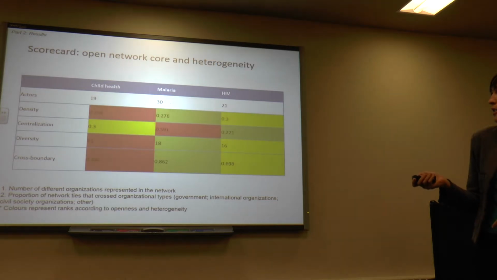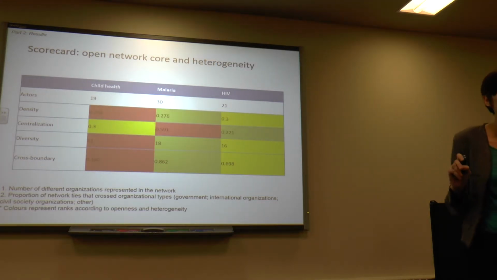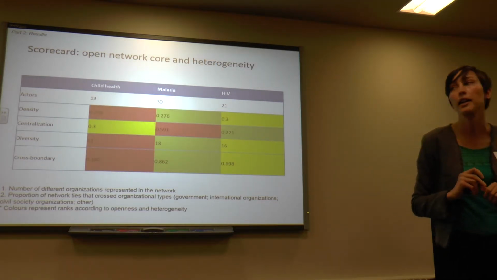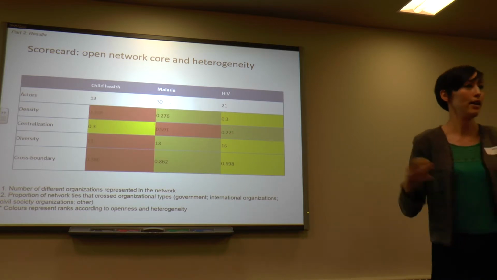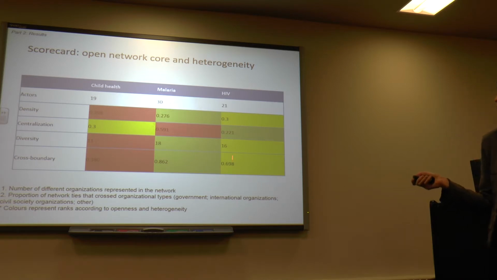So to make this easier to interpret, I've created what I call a scorecard, so red light, green light, yellow light. And so what I'm saying here, in terms of being an open network and a diverse or heterogeneous network, the Child Health scored a lot of reds and yellow lights in terms of being open and diverse, okay? Whereas the HIV network, it was the least centralized, so being decentralized means you're open, right? And it also had a relatively fair amount of diversity or heterogeneity, yeah?